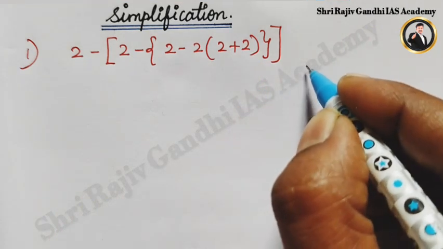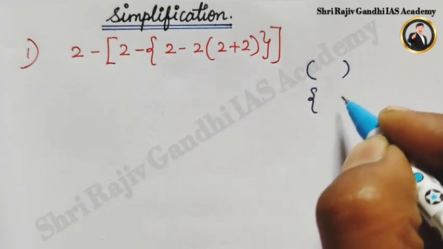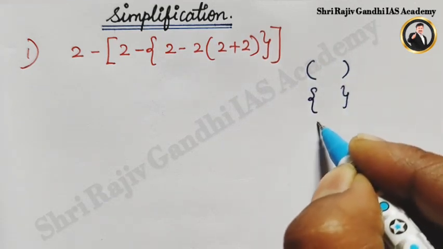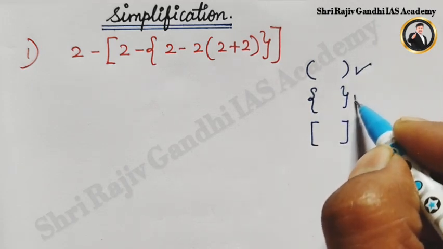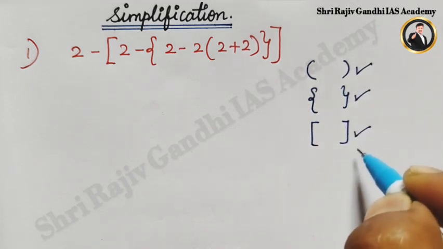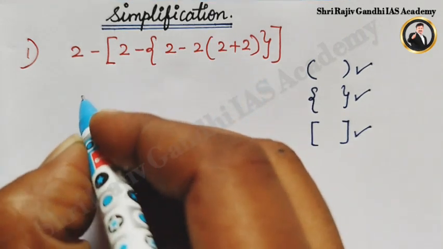So first, brackets means, first of all, this is a small bracket. So we have to release this bracket. Next this bracket. Next this one. So according to these rules, we have to release the brackets. Small, next one, next one. So here, this is the small one. So we have to release this one.